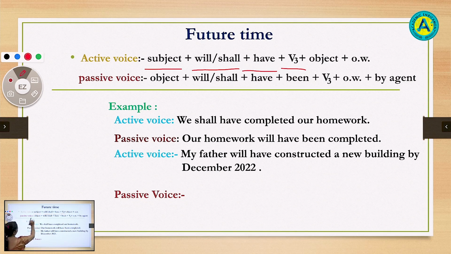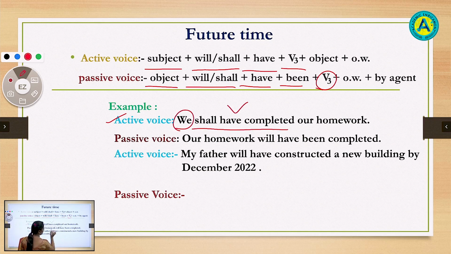Now what is the passive voice of this structure? Yes, object, followed by will or shall, then have, then been, followed by verb 3, then other word, followed by agent. Let's discuss some examples of future time. Active voice: We shall have completed our homework. Here the subject is we, verb is shall have completed, then object is our homework.